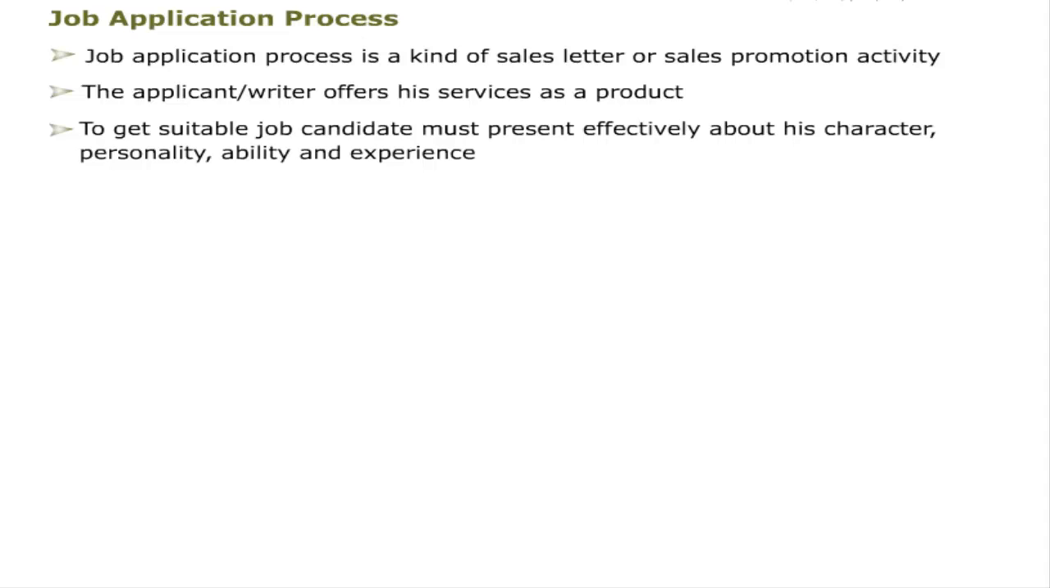Job application process. The process of job application is a kind of sales letter or sales promotion activity. The applicant or writer offers his services as a product. To get a suitable job, the candidate must be able to present effectively the facts about his character, personality, ability, and experience.